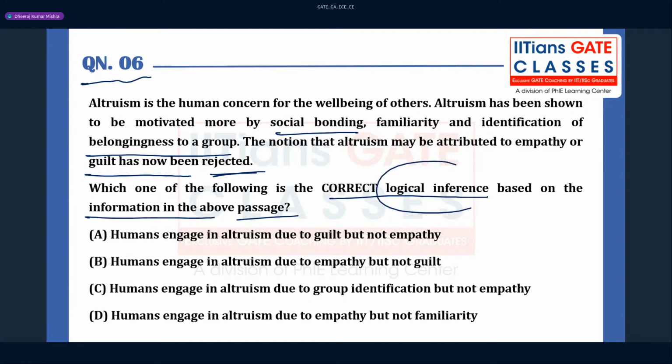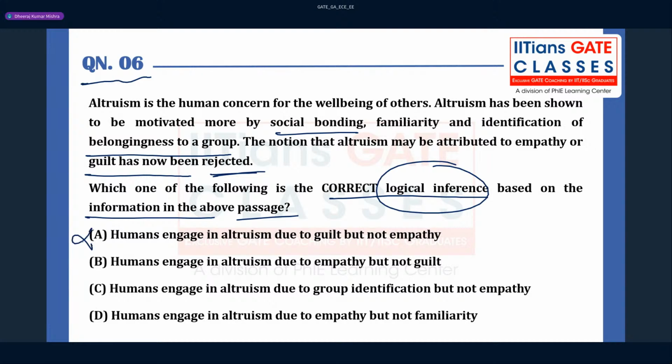This is always asked, guys. You open any previous year question and you will get a 2-mark question from inference, right? That is for sure. So this is a free answer you will get. Once you get the passage, you can read the question. So now let us go read the options here, guys. Humans engage in altruism due to guilt but not empathy.